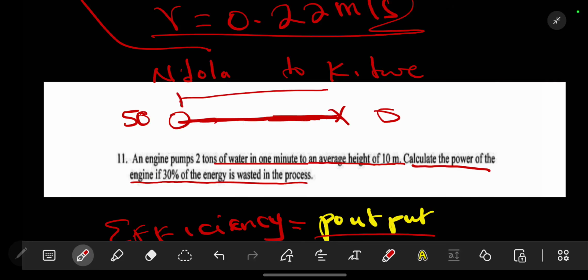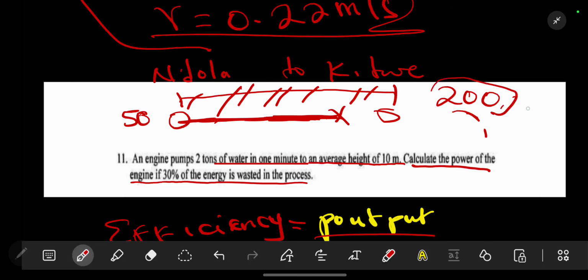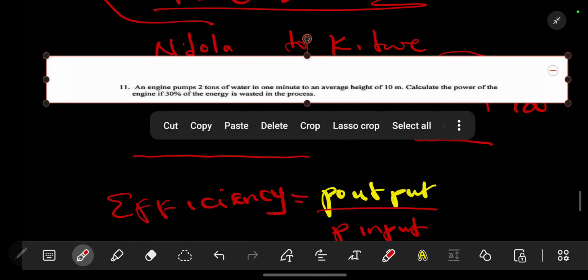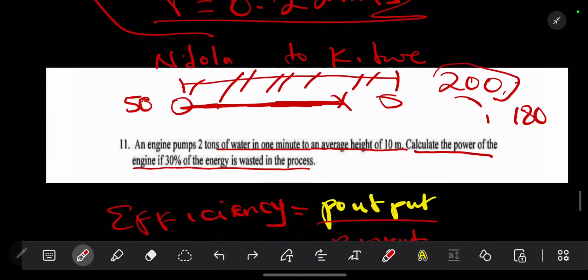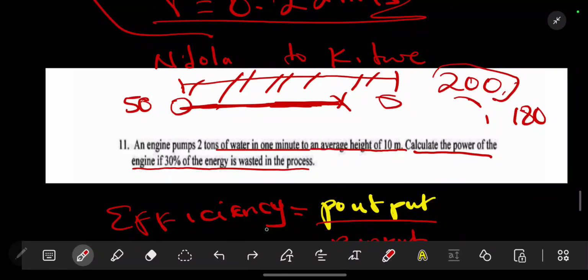Then the power input is the amount that you put in, and you have an expectation. Even when you buy electricity for, let's say, 200, you expect it to last one month. Then you will find that the amount that was actually used was 180 because of certain things, like wire conductivity. So this is the efficiency: power output over power input. So now we have the efficiency.